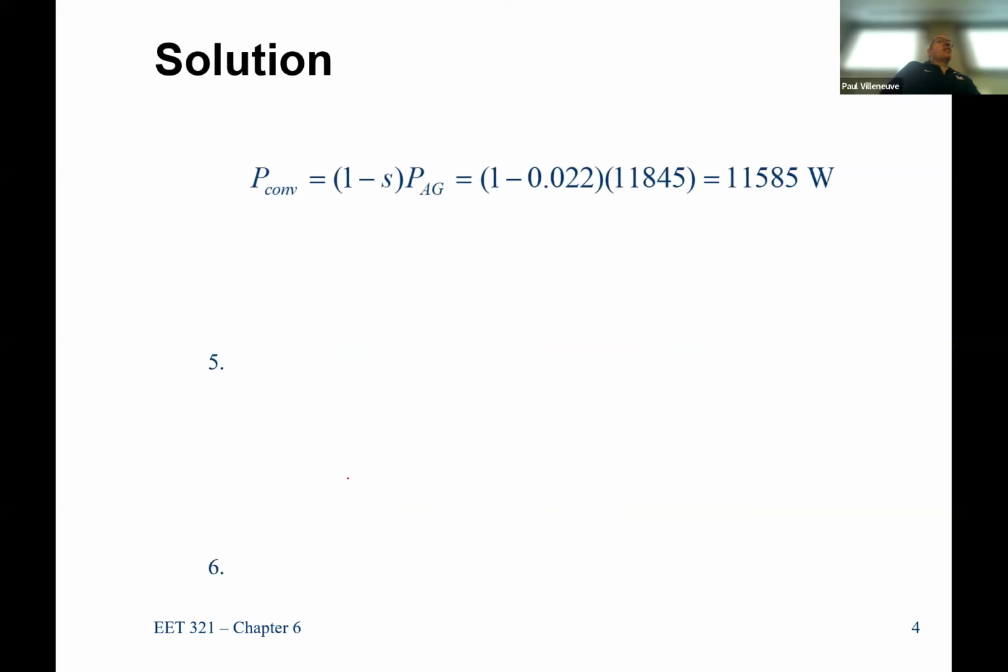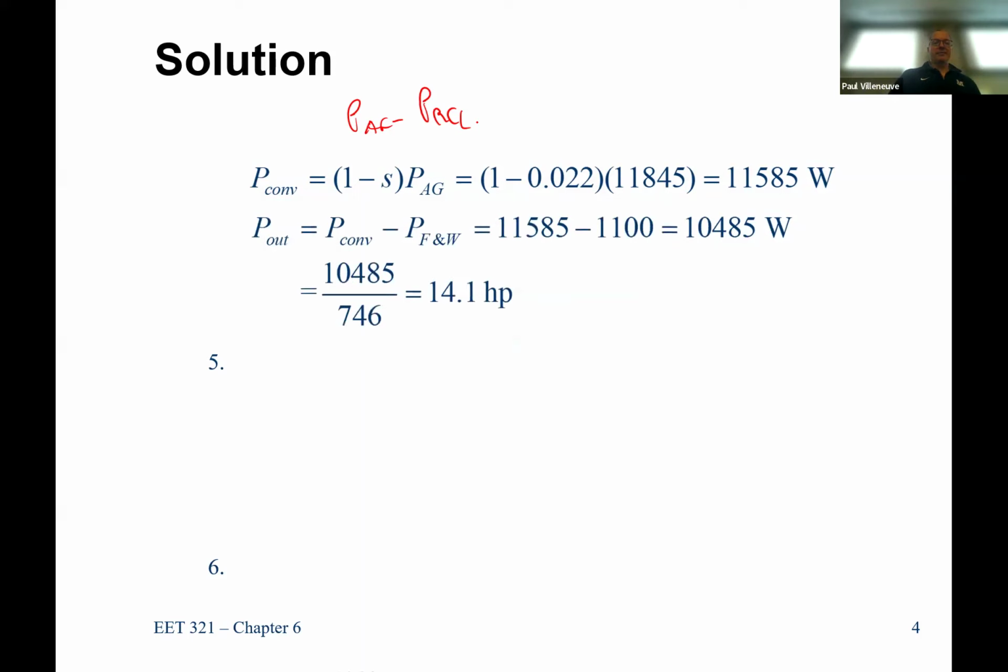My converted power, this is now the power that actually gets converted to mechanical power, okay? So it is 1 minus S times the air gap. The other option you can do is you can see that it's P air gap minus P rotor copper losses. Either one of those will give you the same results. You can just subtract the two, but this is the one we developed last class. We have the 1 minus S times the air gap. And then our output power is our converted power minus any friction and windage losses, because friction and windage losses are all mechanical. So we're at 10.5 kW.